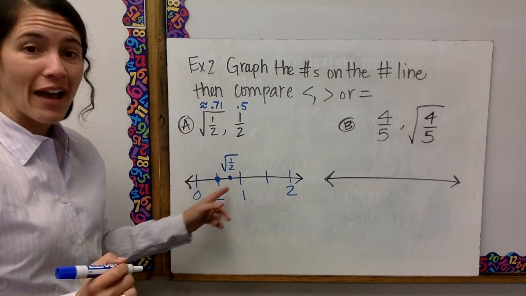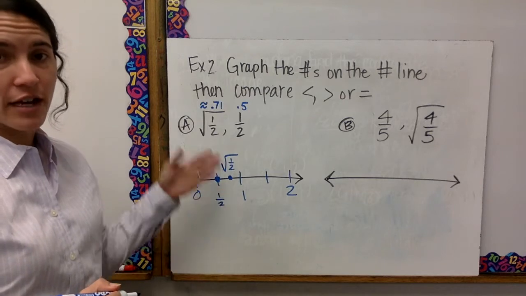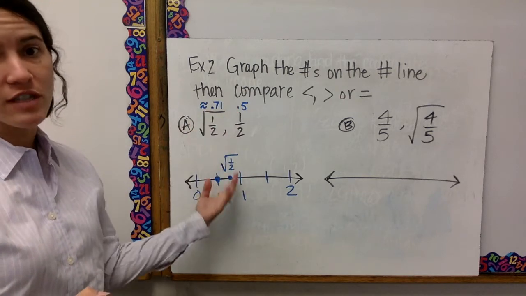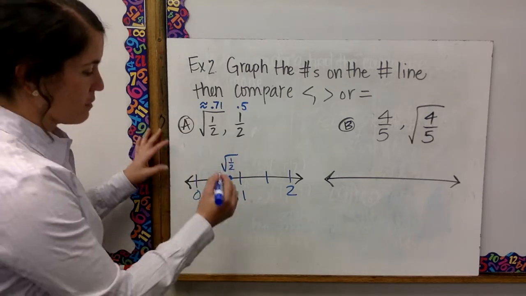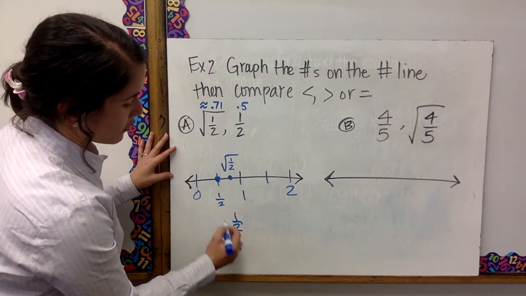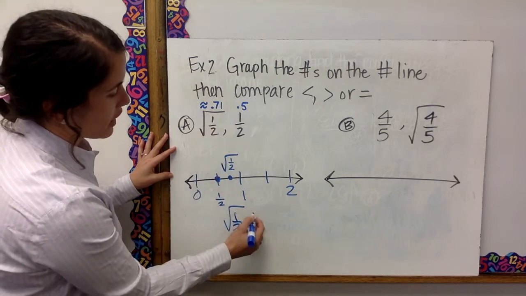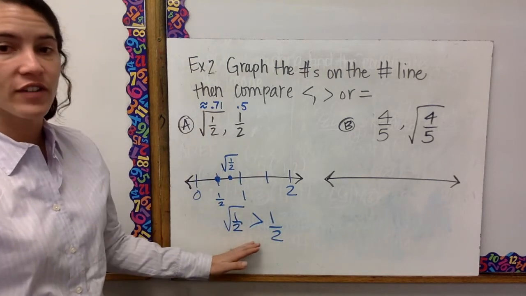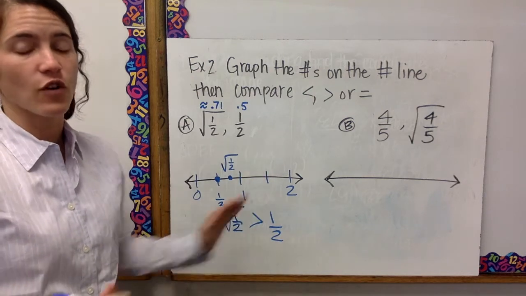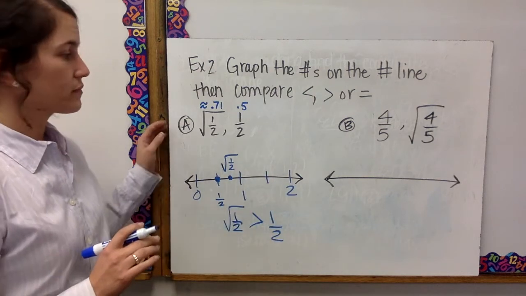And now that I've graphed them both on my number line, notice I didn't use my decimals. I used the original numbers to show on my number line, so I can compare them. The square root of 1/2 is greater than 1/2 because it's farther right on the number line.